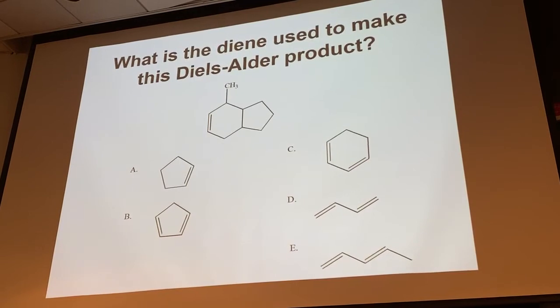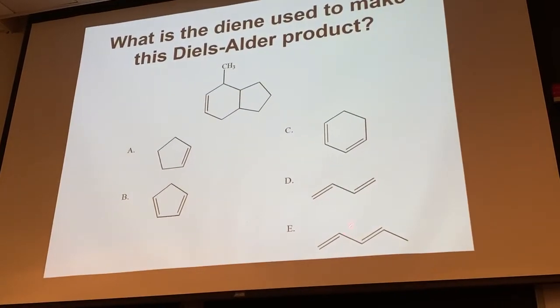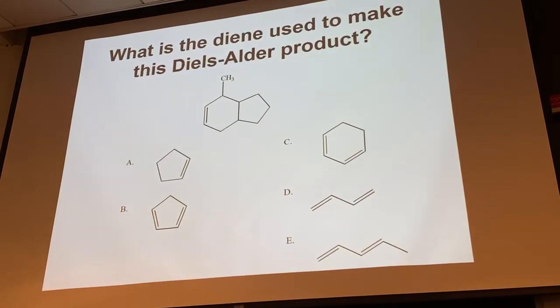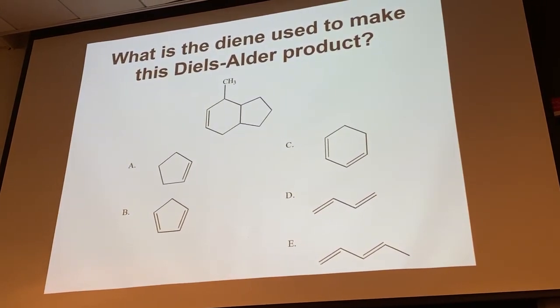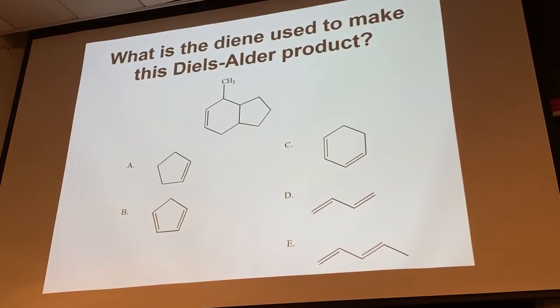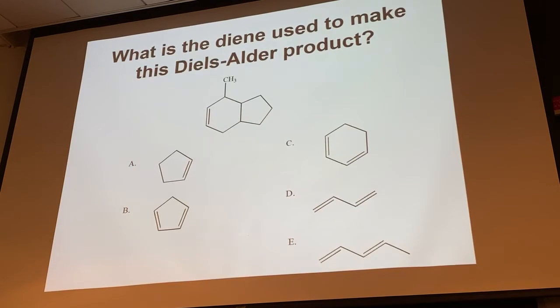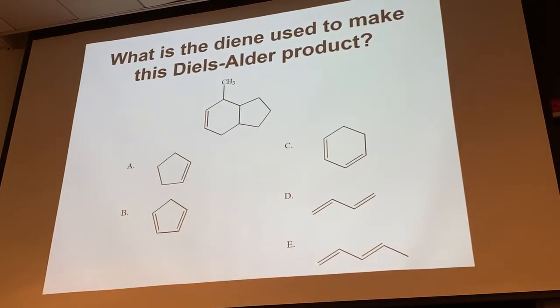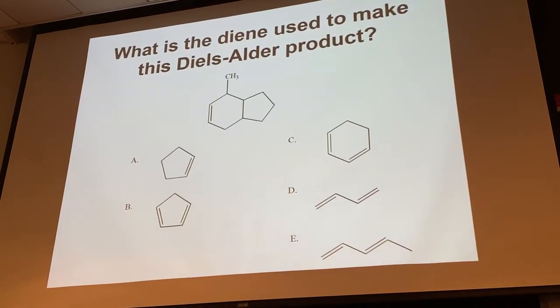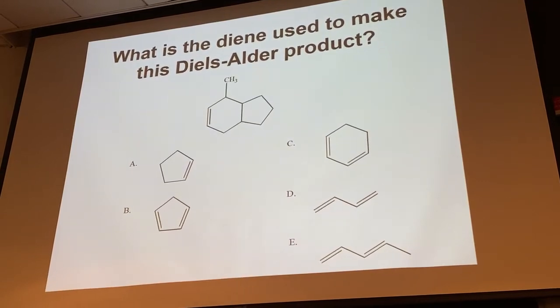Notice it's drawn in the S-trans conformation instead of the S-cis conformation. Of course, it can rotate about that central carbon-carbon sigma bond and undergo the reaction. If we asked you what is the dienophile that would be used, then A would be the answer, because we would end up with a double bond here, break those bonds. So cyclopentene is our dienophile, and then this methylated butadiene would be the diene.